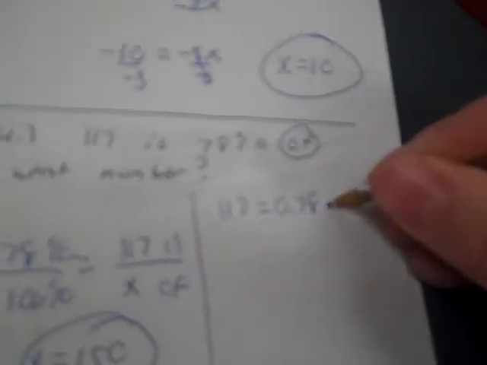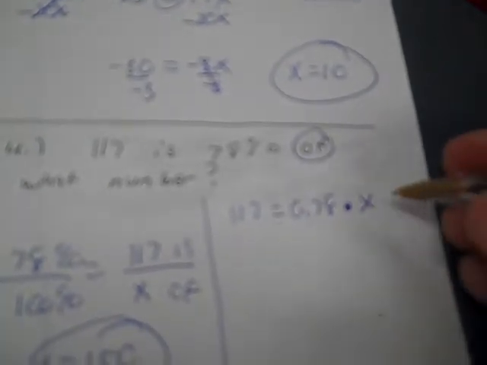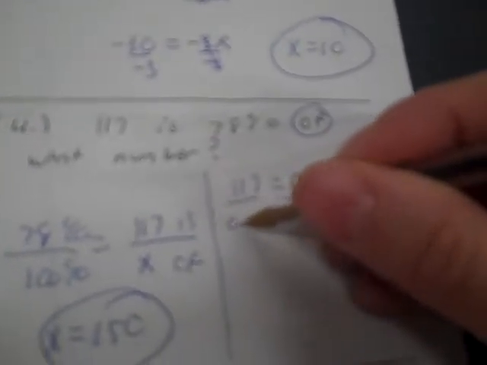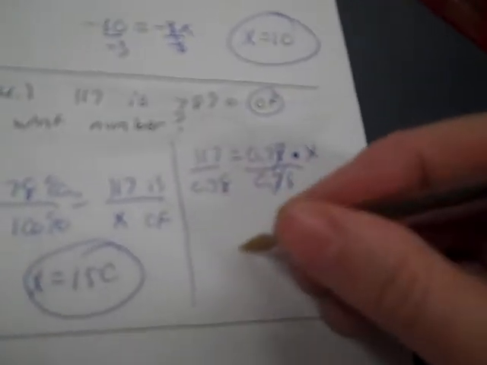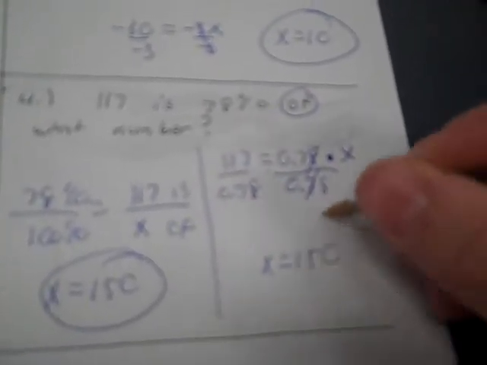Now, if you prefer the other way, 117 is means equals 0.78, of means times, and then what number? So I can't multiply, so I divide both sides by 0.78, and what do you know? I get 150.